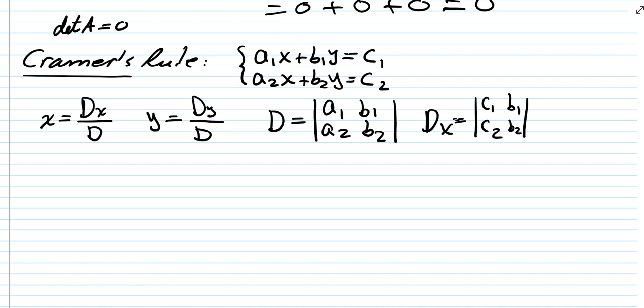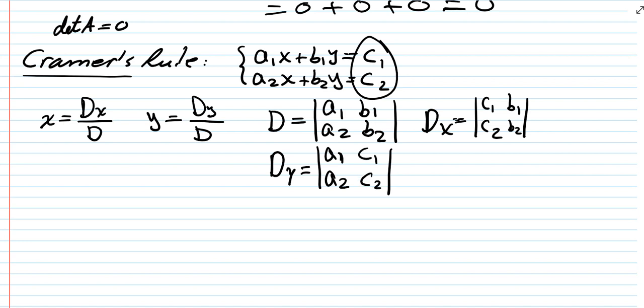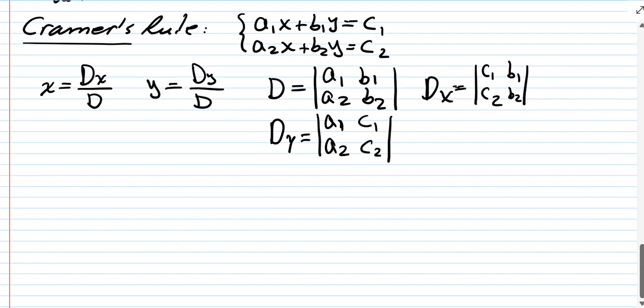The subscript x reminds me which column to throw away. So for dy, I throw away the y column in D. Keep A1, A2. If I throw out a column, I need to replace it, right? What do I replace it by? By the column of constants, the matrix of constants, we call it. And there you have it. That's all it is. Again, it reminds me of the quadratic formula for solving quadratic equations.